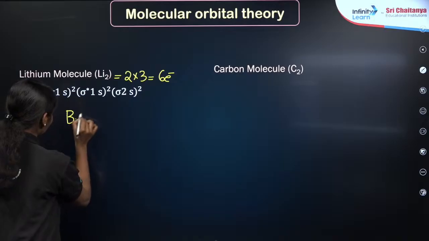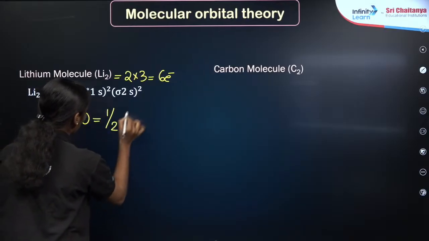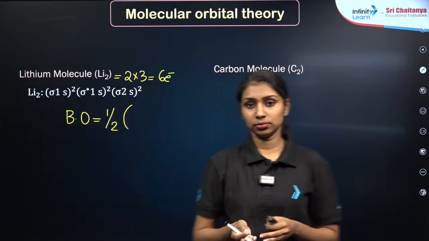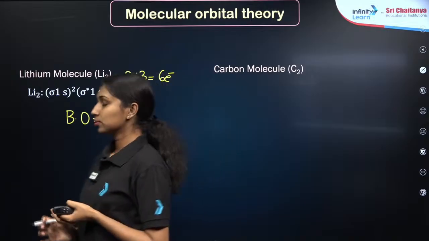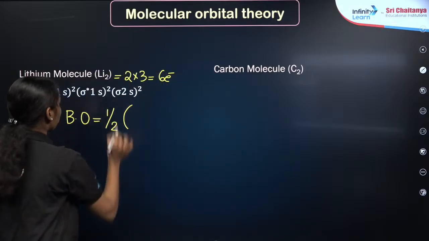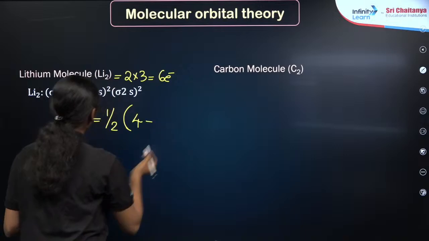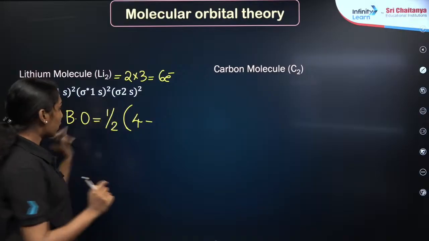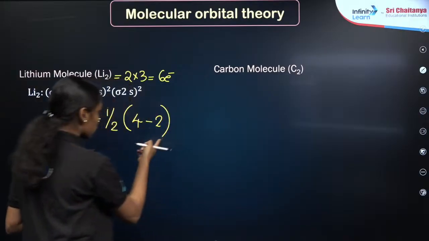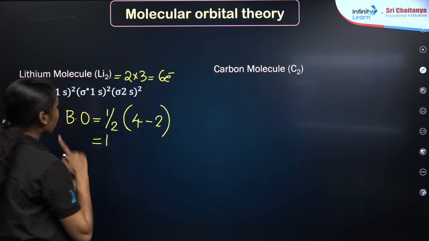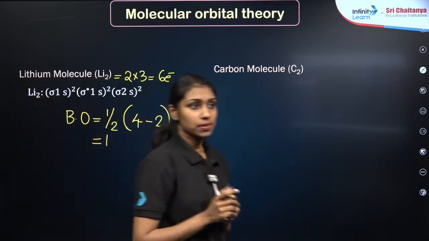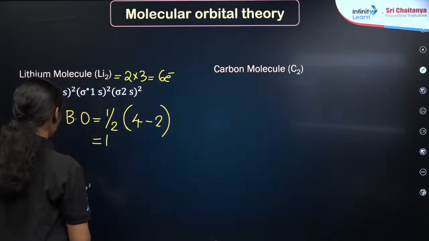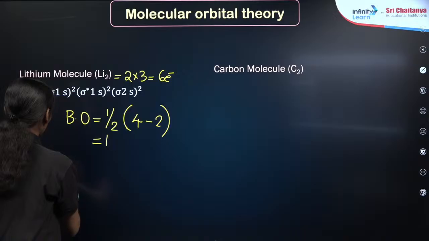Find out the bond order, that is equal to half into the number of electrons present in bonding orbitals. Here, 2 plus 2, 4, right? Minus only 2 electrons present in the anti-bonding molecular orbital, which is sigma star 1s. So 4 minus 2, 2 by 2, that is equal to 1, which means one bond exists between 2 lithium atoms. Clear? That represents the bond order of 1. Then what about the magnetic behavior? Whether it is diamagnetic or paramagnetic.